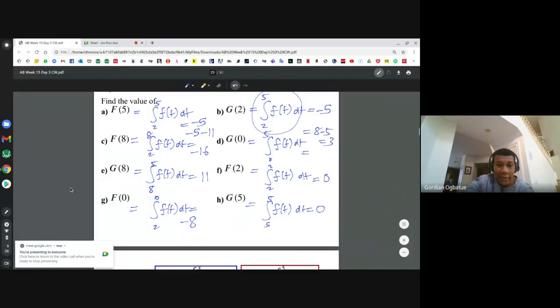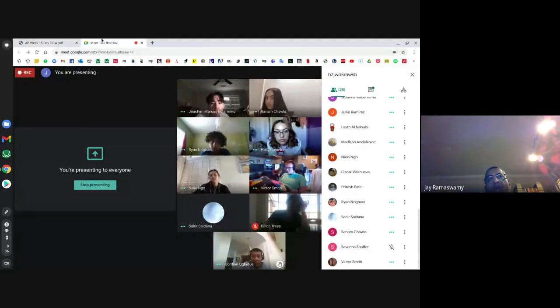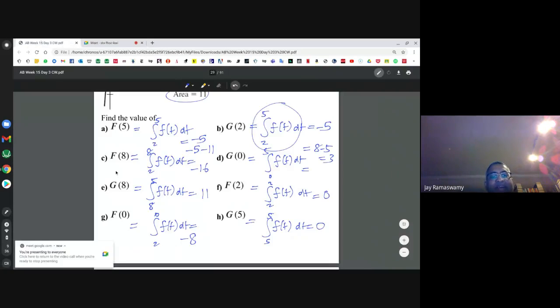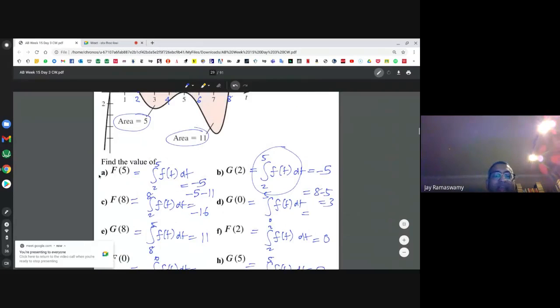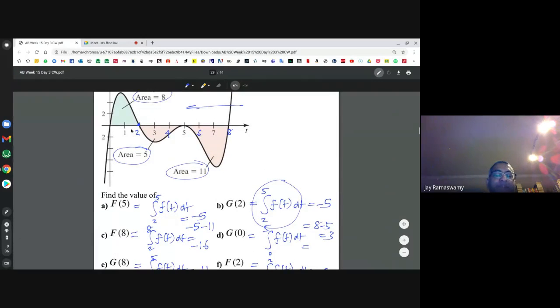So the sign convention flips whenever we're going from right to left. Yes, we're always reading these graphs from the lower limit to the upper limit. So we'll start with the A. We're going from 2 to 5. 2 is on the left, 5 is on the right, so we're going from left to right. Then it's regular sign convention.